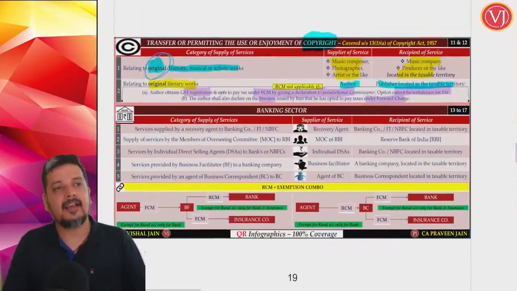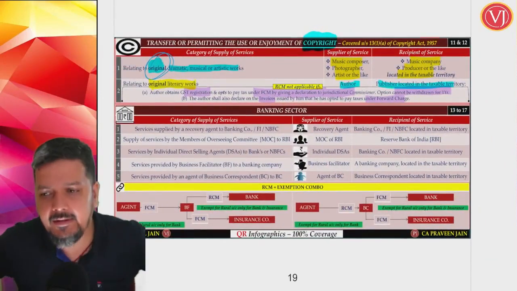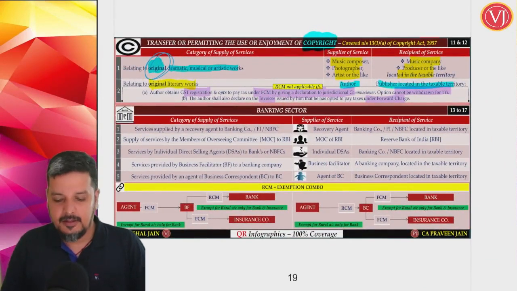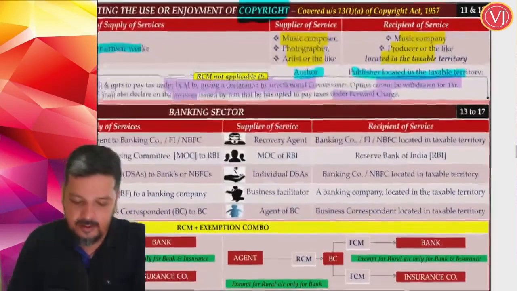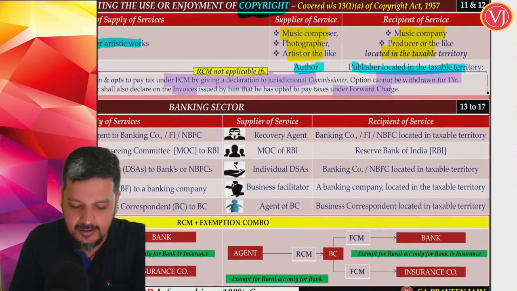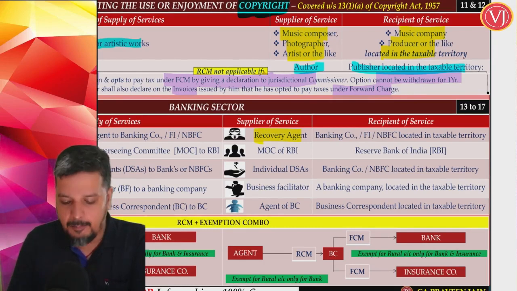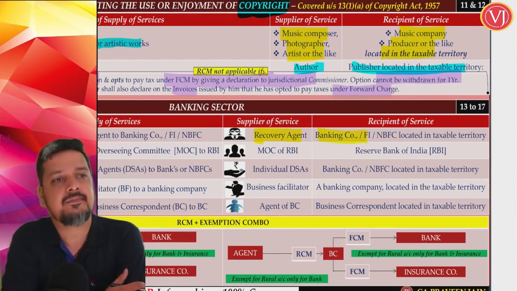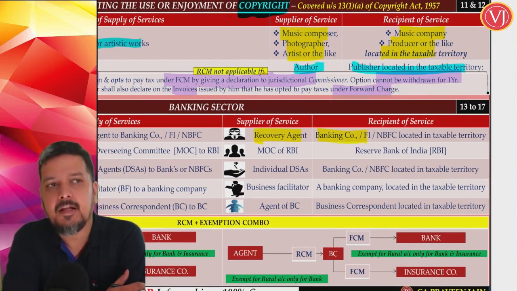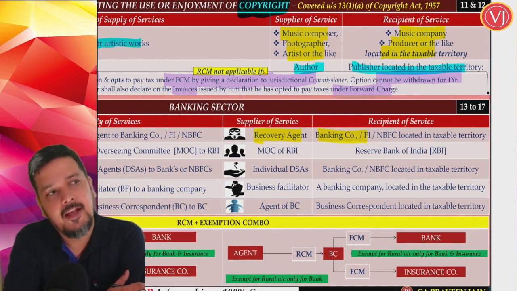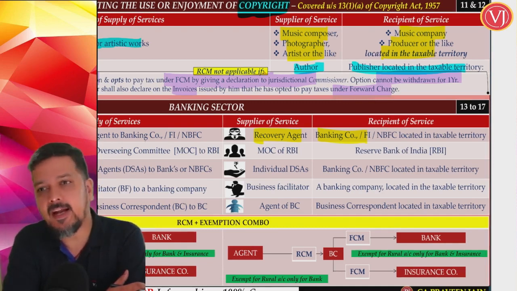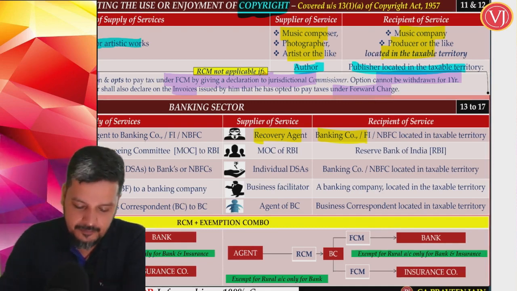Next, banking sector. Recovery agent services. Supplier is recovery agent. Recipient is banking sector. FCM, RCM? Recovery agent to Reliance Limited, FCM. Recovery agent to bank, RCM.